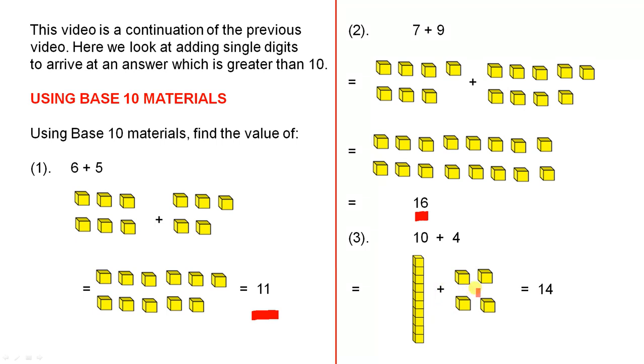10 plus 4. There are many ways you can do it. You can count on from 10. So you have 10 here already. 11, 12, 13, 14. Okay? If you remember the earlier work we did, one lot of 10 plus 4 lots of 1, that's also 14. So there are a number of ways you can do it.